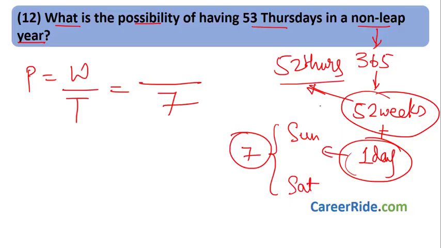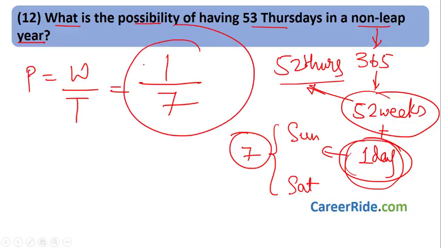I have 52 Thursdays. Now this one day has to be a Thursday. I want a Thursday. That means one day only I want Thursday, specifically Thursday. So I want 1. There is only 1 Thursday in every week. So probability is 1 by 7. Why 1 by 7? Because this one day can be any of those 7 days. So total possibilities are 7. It can be Sunday, Monday, Tuesday, anything. But I want specifically Thursday.